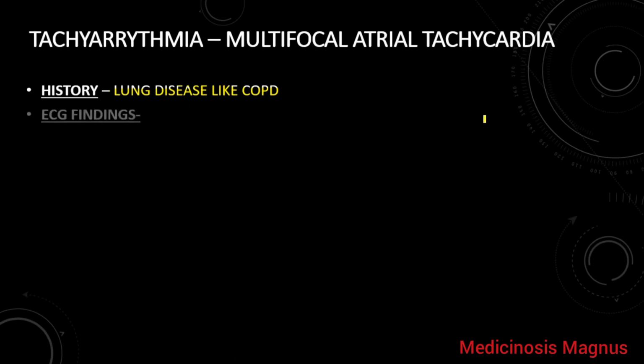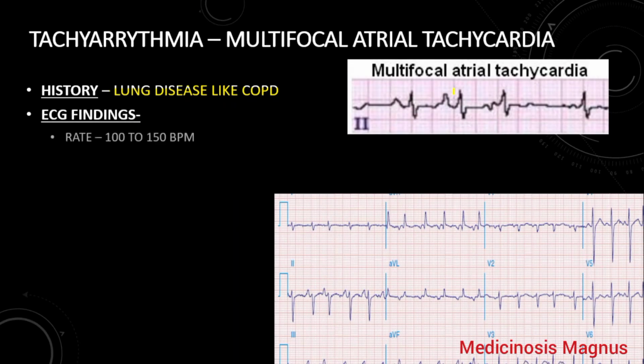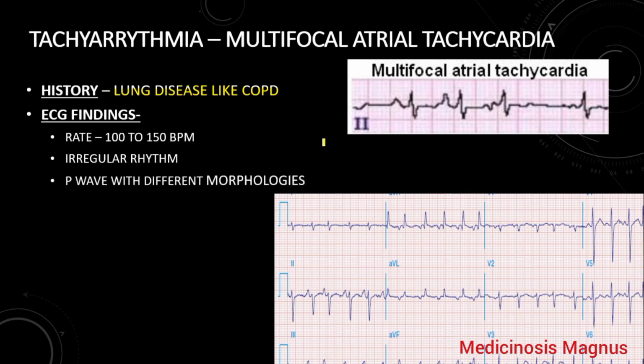Then next see multifocal atrial tachycardia. These patients usually will have a history of lung disease like COPD. So if your question says a COPD patient is developing an arrhythmia, you should first think about this one. The patient's ECG findings would be heart rate of 100 to 150, and the rhythm is irregular. The P waves are present but have different morphologies.